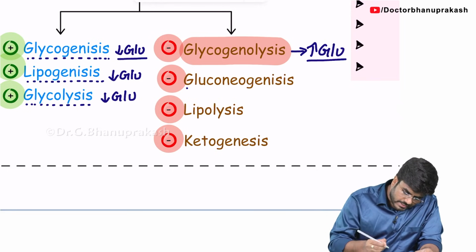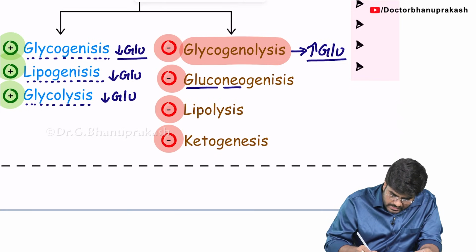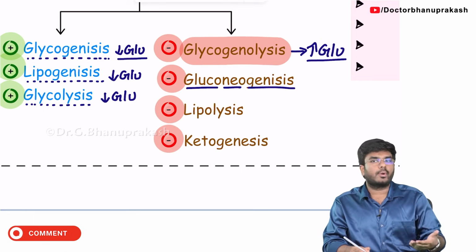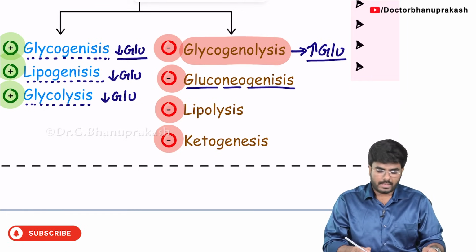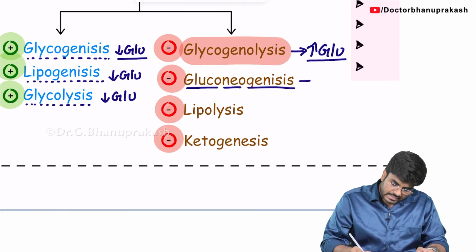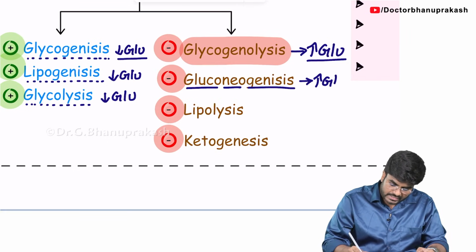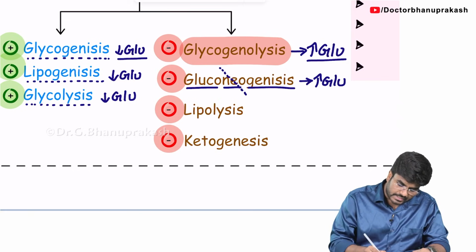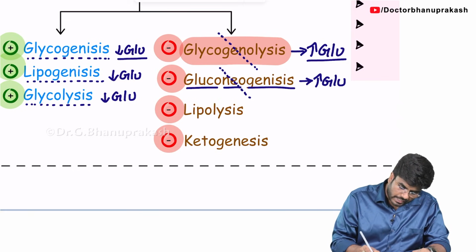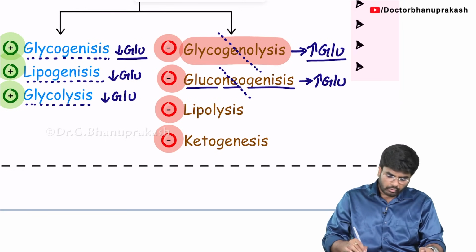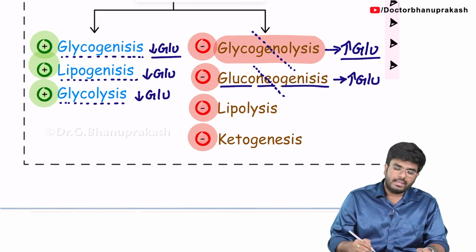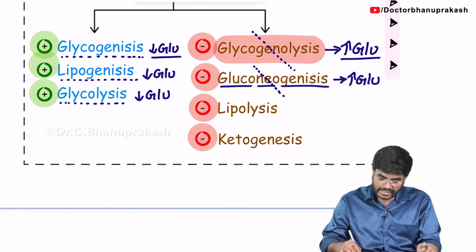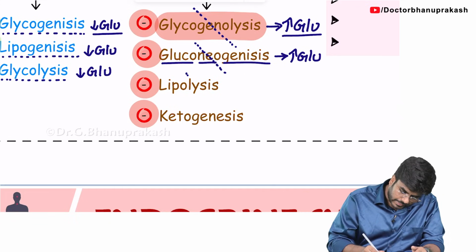Next up, gluconeogenesis. What exactly is gluconeogenesis, guys? It is the new production of glucose from non-carbohydrate sources like proteins or fats. Again, this can increase the blood sugar levels, so gluconeogenesis is inhibited. Glycogenolysis is inhibited. I have taught you that insulin promotes lipogenesis, so lipolysis, exactly the opposite, will be inhibited.